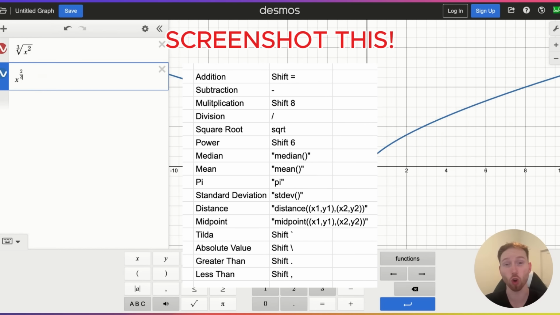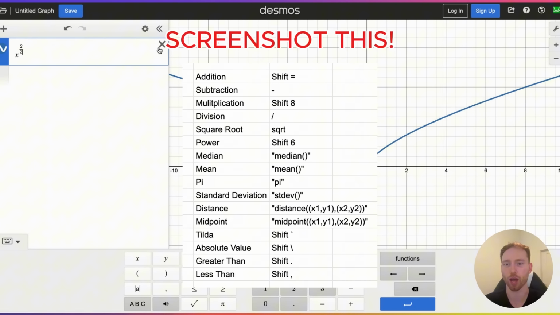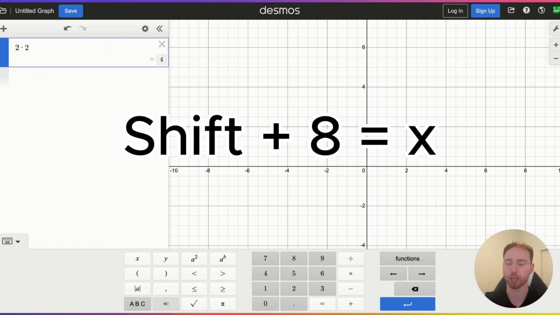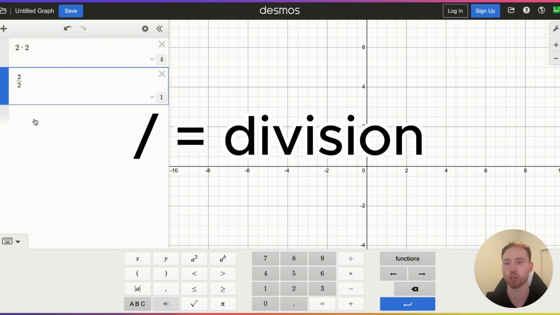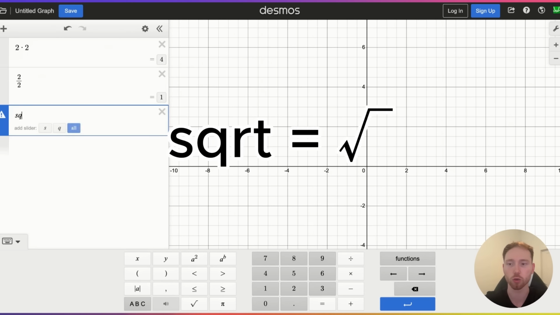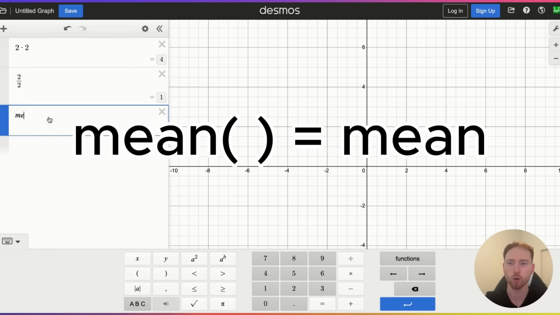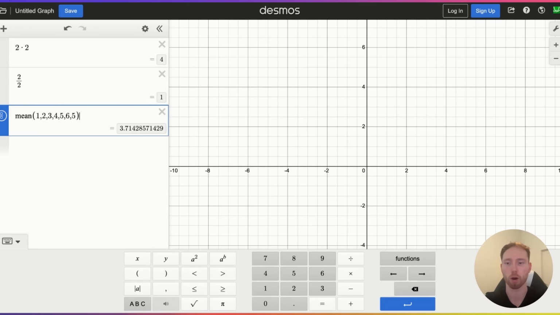And so here are all of Desmos's shortcuts. Let me show you how to use them. Shift 8 for multiplication, slash for division, square root, where you type in SQRT. Mean, you have to literally type in mean using your keyboard and then put parentheses around all the values in your data. That's what those apostrophes mean. It means you have to type it in. Same if I wanted to find the median of this data set.